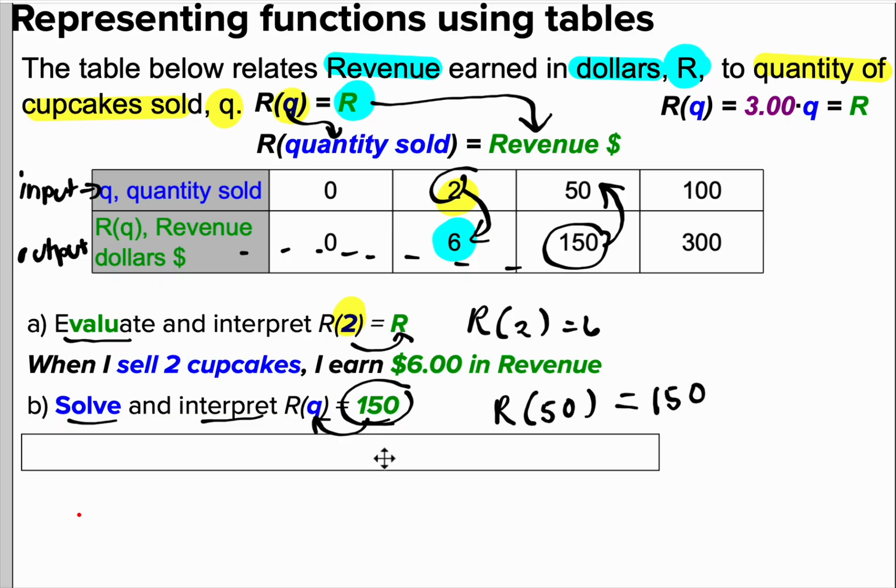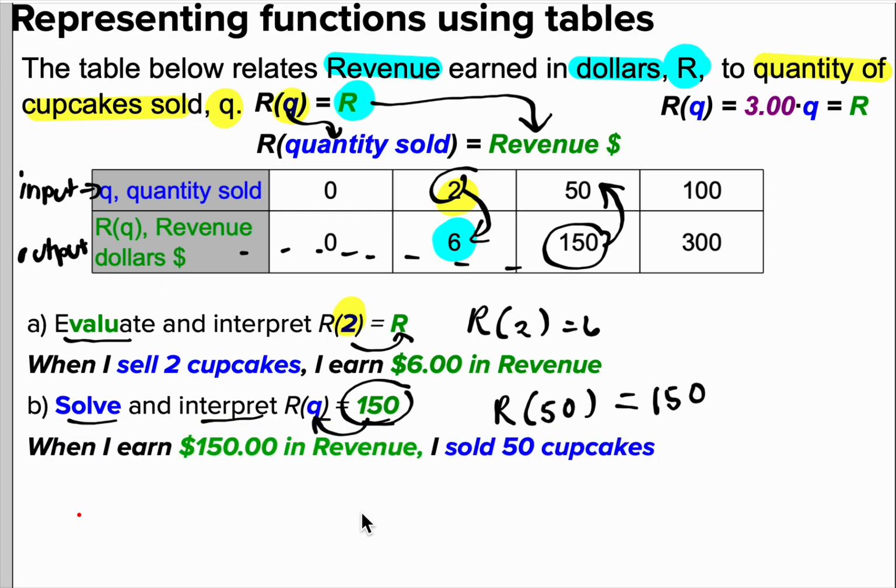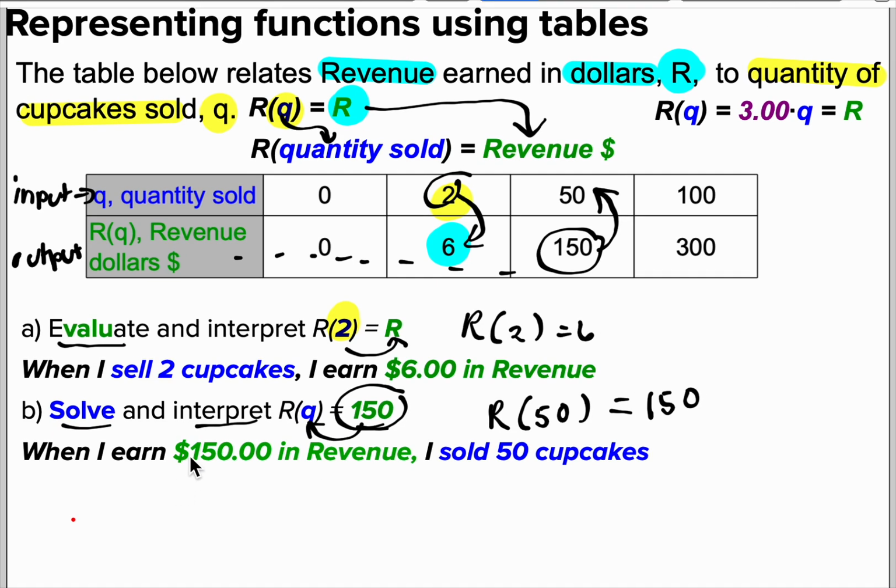And I can translate that. I know that Q is the number of cupcakes, or 50 cupcakes, and R is the revenue. So when I earn $150 in revenue, okay, $150 in revenue, that means that I sold 50 cupcakes right here.